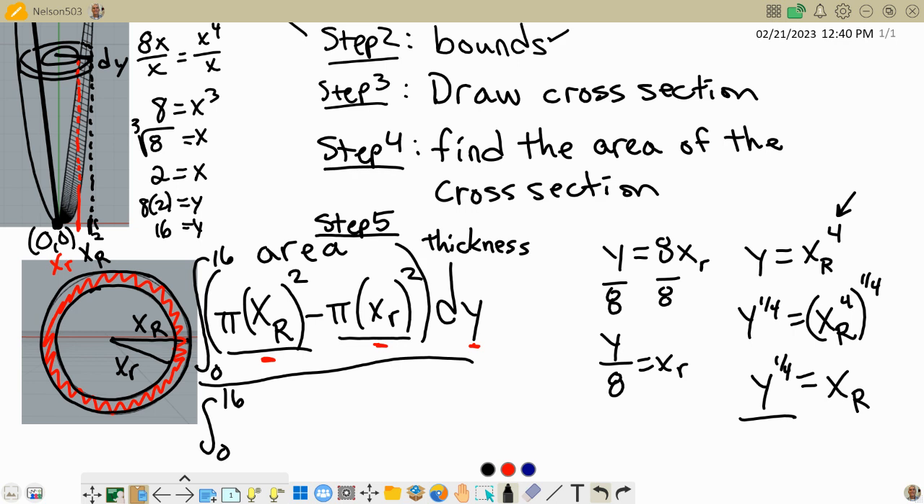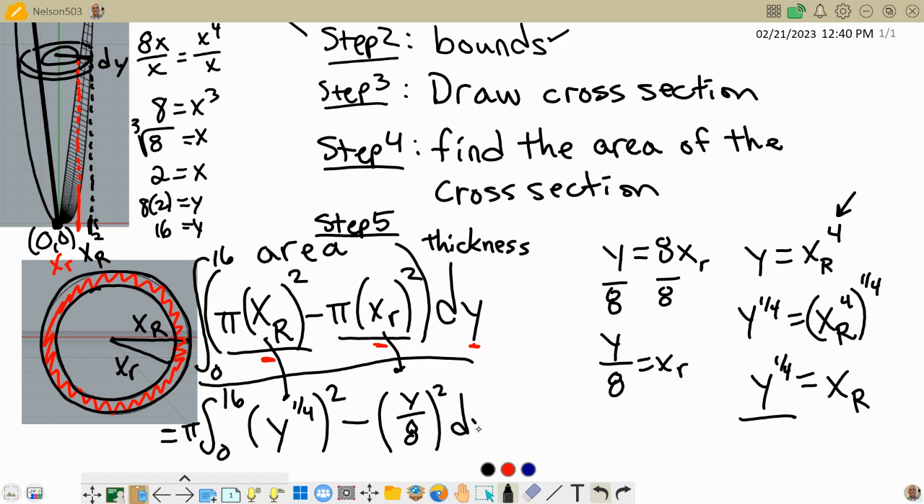And I'm going to move my pi out front. It's totally legal to move a factor of pi out in front of the integral sign. And then inside here, I'm substituting in what x sub capital R is, which is y to the 1/4 power. Okay, but I still have to square it. And then minus my x sub lowercase r, which is y over 8. And then that's squared, and dy.